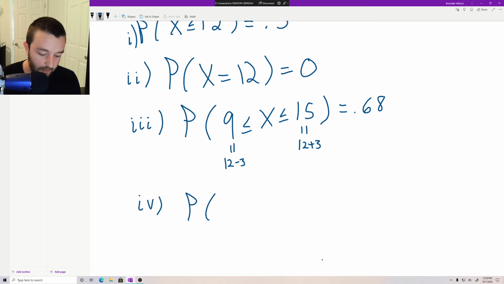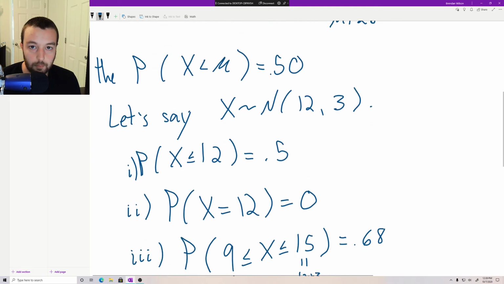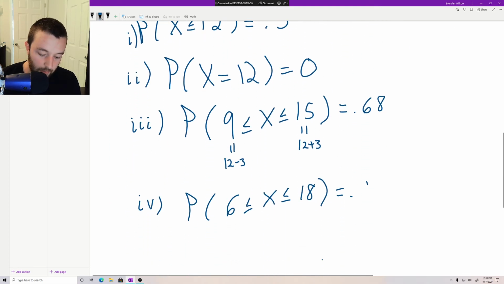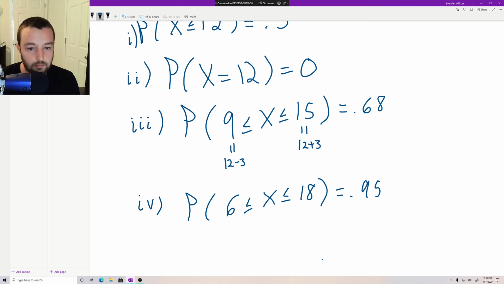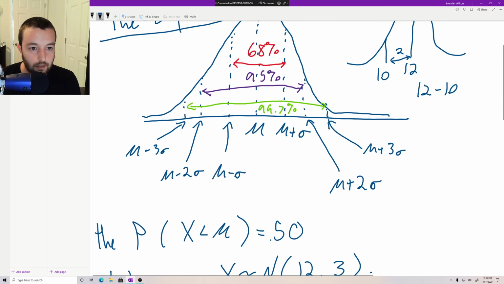We went 2 standard deviations away, so to 6 and 18, right? This is 2 standard deviations would be 6, since our standard deviation is 3. So the right number is 12 plus 6, the left number is 12 minus 6. So by the empirical rule, it's going to have a 95% chance, so 0.95. Okay.